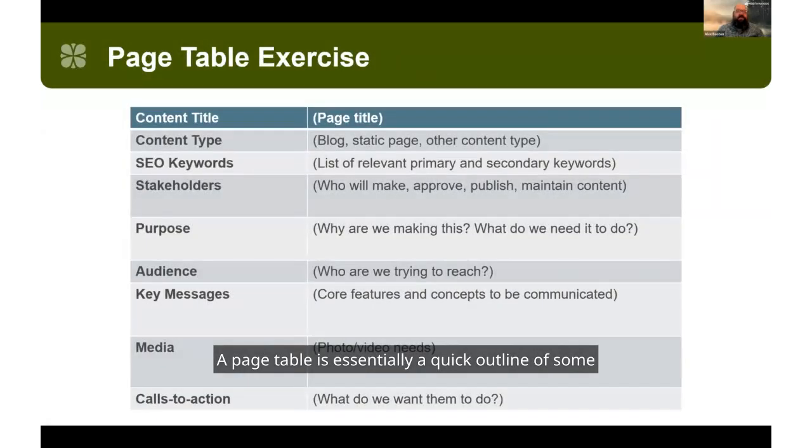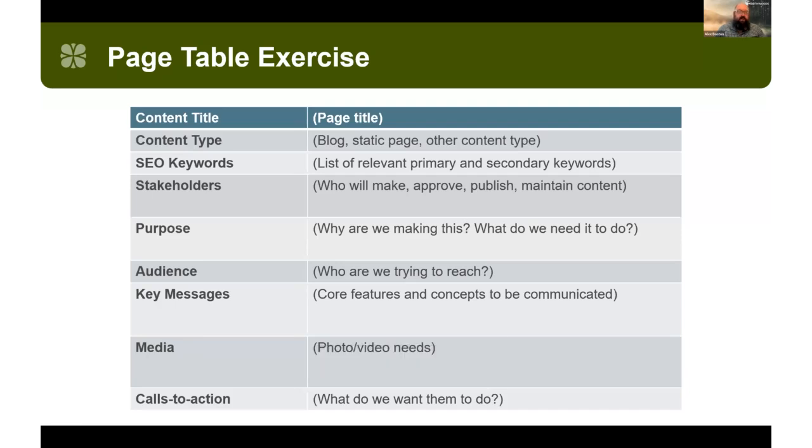Page table. This is essentially a quick outline of some of the key elements that the page has. So basically, you'll go through and outline what sort of content we are trying to produce. If you want to get into SEO, that would be a good time to do that. You can start thinking in terms of, okay, what keywords do we want this to be targeted at?